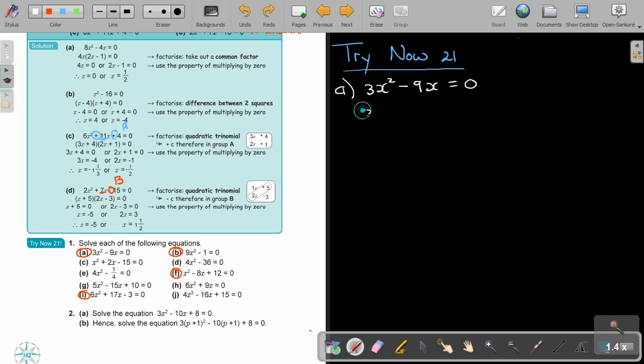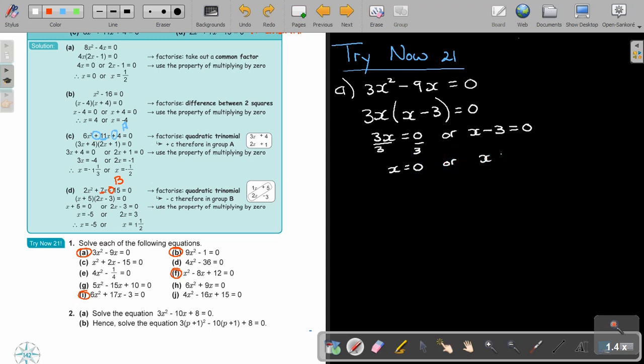So take out 3x as a common factor. If you divide, you get x minus 3 is equal to 0. So 3x equals 0, or x minus 3 equals 0. So I divide 3, I divide 3. x is equal to 0, or x is equal to 3. And that's your final answer. Okay. Then number B.